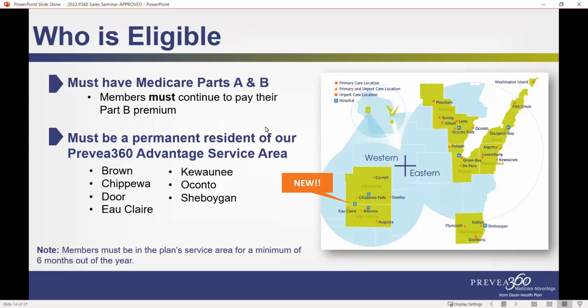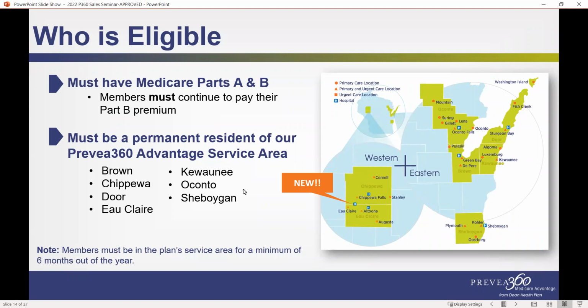So as far as eligibility, you do have to have Medicare Parts A and B and continue to pay your Part B premium to Medicare. You also must be a permanent resident of one of our Prevea360 Advantage service areas. Those include Brown, Chippewa, Door, Eau Claire, Kewaunee, Oconto, and Sheboygan. We're very excited to have added Chippewa and Eau Claire counties to our Prevea360 Medicare Advantage this year.